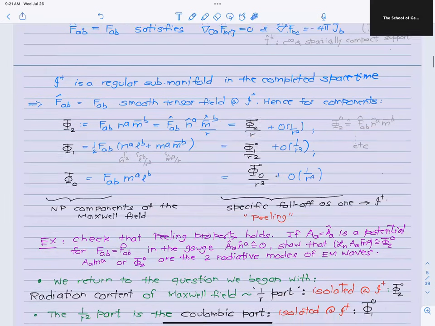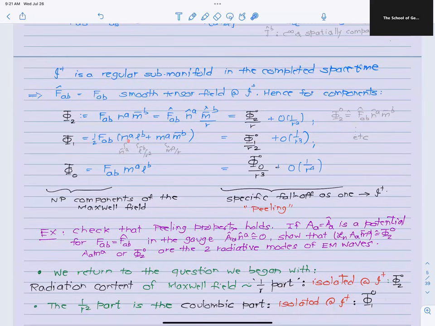When it comes to phi 1, N and N hat are the same, but L is equal to L hat divided by R squared, and M is equal to M hat upon R, and M bar is equal to M bar hat upon R. Therefore, both of these terms fall like 1 upon R squared, and therefore phi 1 behaves like a leading coefficient upon R squared plus 1 upon R cubed. And for the same reason, phi naught falls like 1 upon R cubed, the leading coefficient: this falls like 1 upon R, this falls like 1 upon R squared, therefore I get 1 upon R cubed.